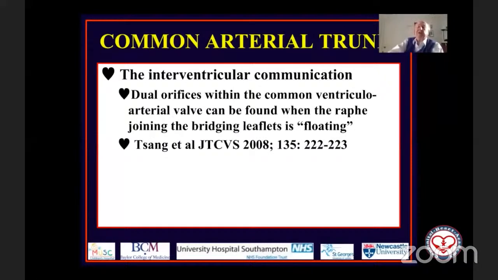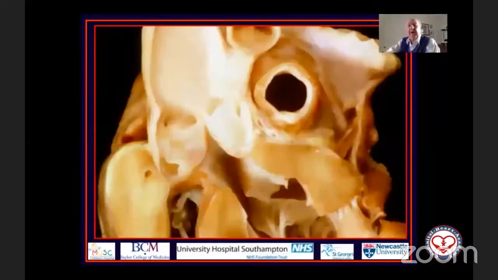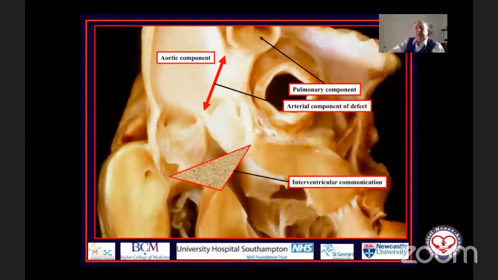And whilst I was at Great Ormond Street, I worked with my colleagues and we described such a case. But these variants are exceedingly rare. So almost always, there is a common ventricular arterial junction, but then the interventricular communication is usually described as the ventricular septal defect. So here's the situation. You see that the overall ventricular arterial defect has an aortic component with the aortopulmonary septum roofing the arterial component of the defect.